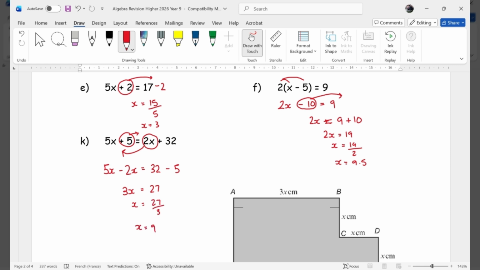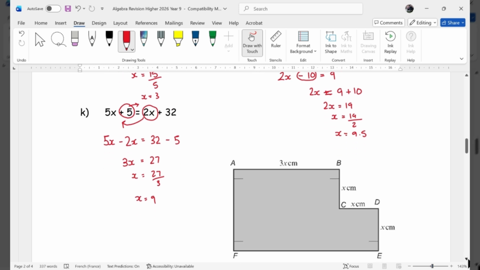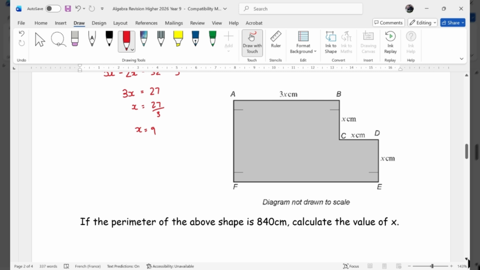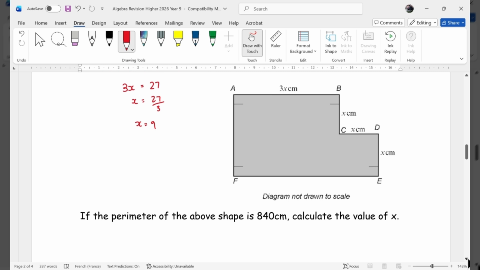Now, sometimes they put solving equations into a picture, okay, and make you create the equation yourself, right? So we're told the perimeter of the above shape is 840 centimeters. Perimeter means all the way around the outside. So what I want you to think for perimeter is put a little person here and take them for a walk all the way around until they get back to where they started. How far have they walked? Well, they've walked 3x. Add another x, 4x. Add another x, 5x. Add another x, 6x.